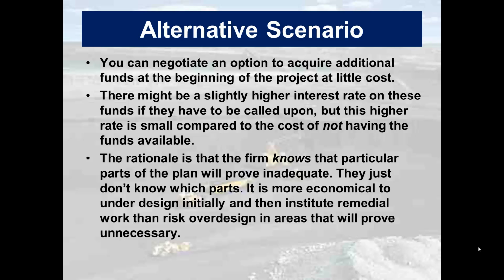So instead, you can negotiate an option to acquire additional funds at the beginning of the project at little cost. There may be a slightly higher interest rate on these funds if they have to be called upon, but this higher rate is small compared to the cost of not having the funds available. The rationale is that the firm knows that particular parts of the plan will prove inadequate. They just don't know which parts. It is more economical to under-design initially and then institute remedial work than risk over-design in areas that will prove unnecessary.